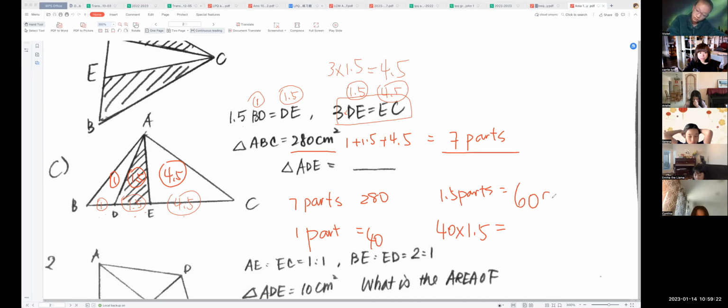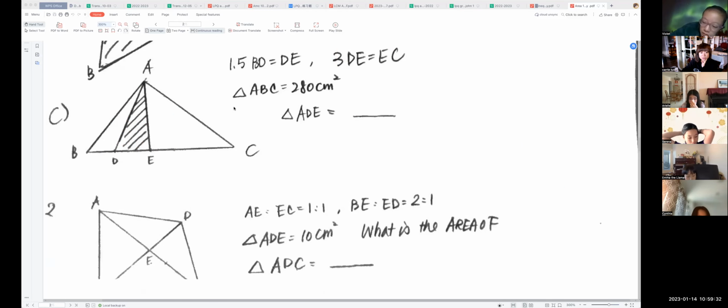60. Very good. 60 centimeters squared. Emma, good job. So AD equals what? 60 centimeters squared. Okay. So let's take a look at the one last question.